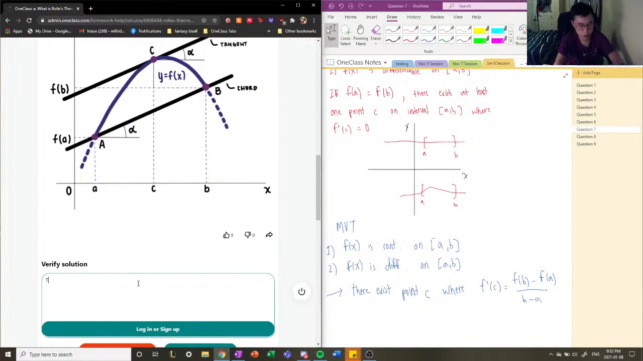So other than that, the solution, or this definition, is correct.